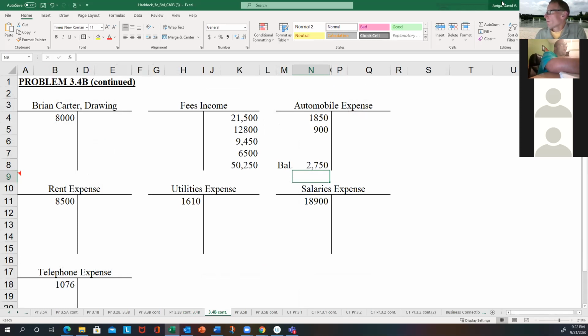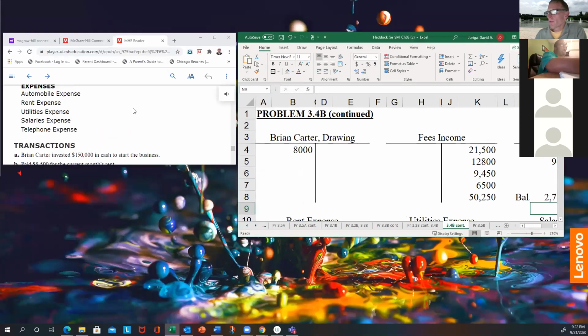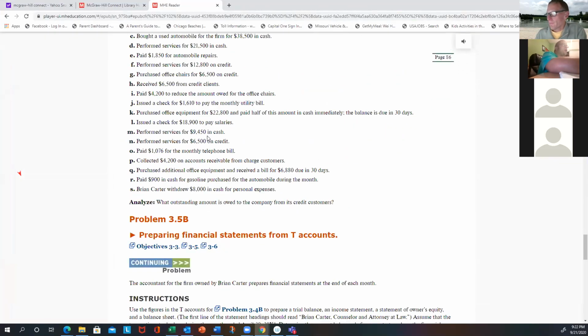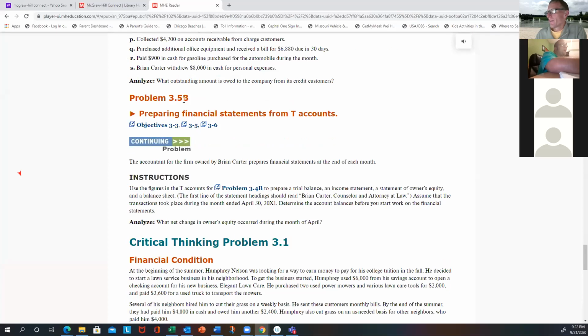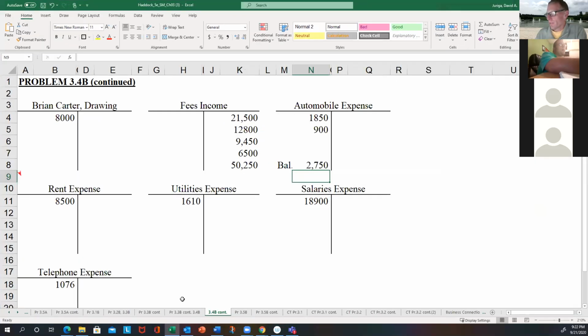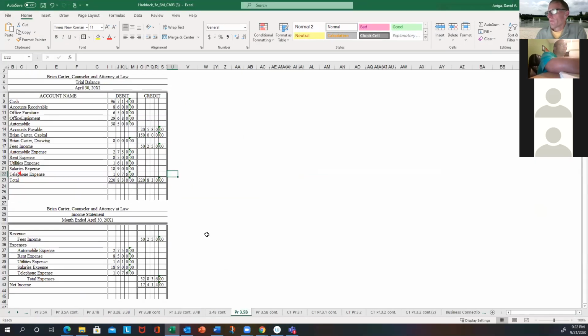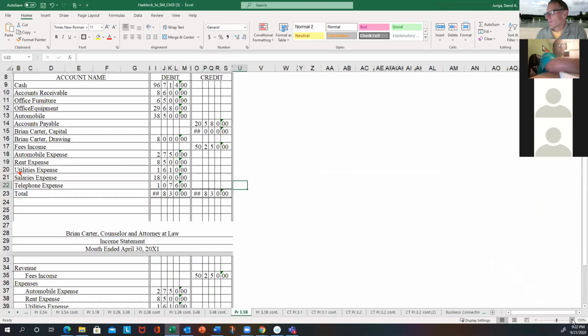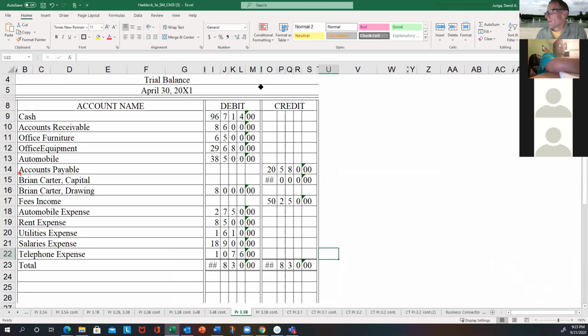So the next problem is problem 3.4B. Problem 3.5B is basically preparing all these income statements from 3.4B. So let's assume we're going to do the income statement, the equity statement, and the balance sheet. On problem 3.5B, let me just enlarge this, because I'm not going to retype all these in. But let me show you this, because this was already done.